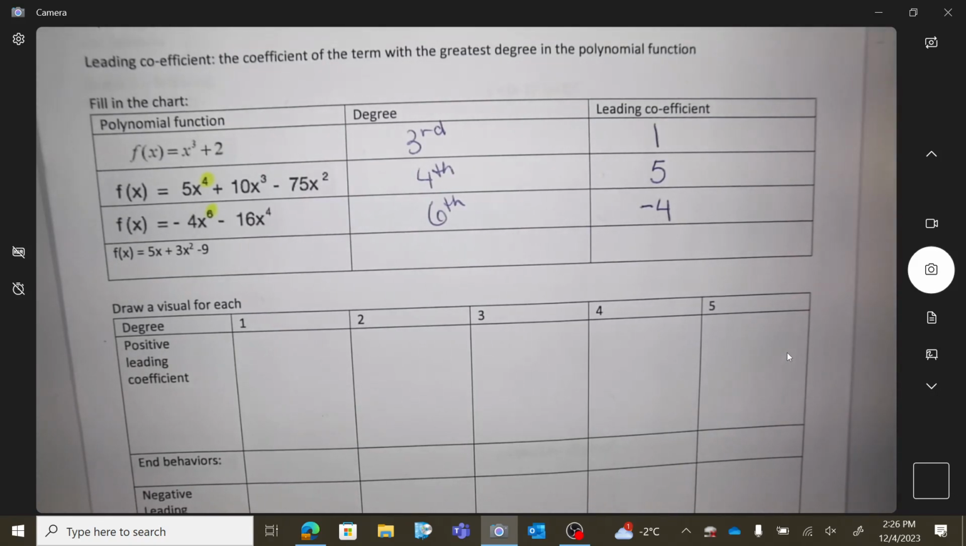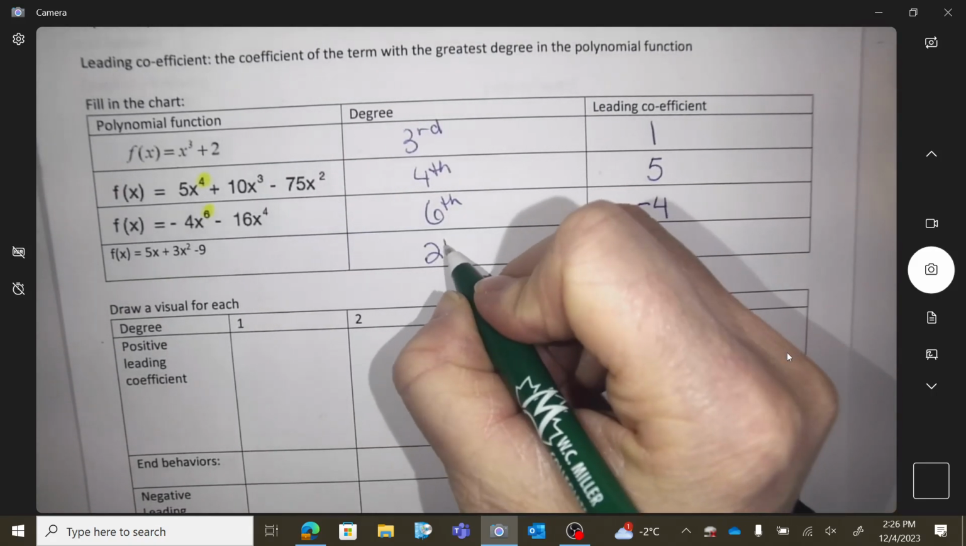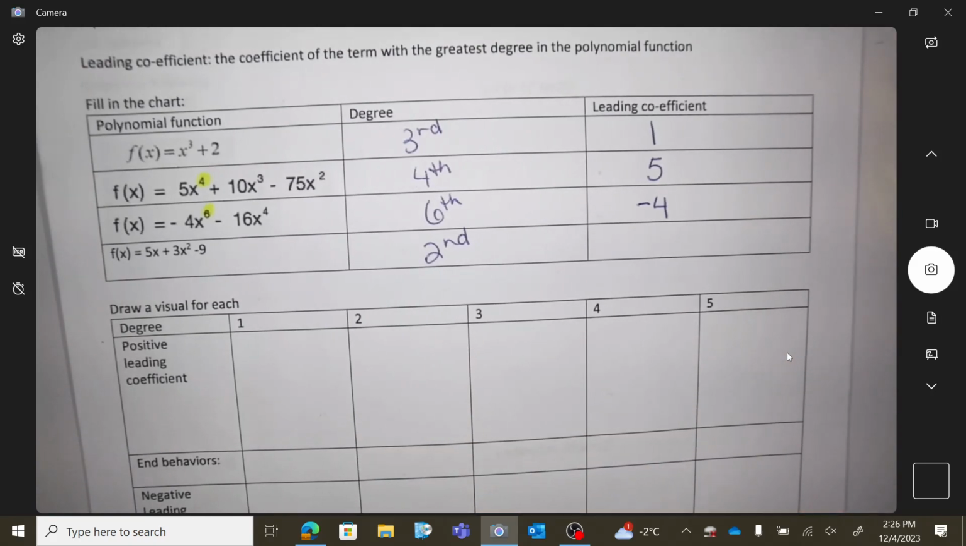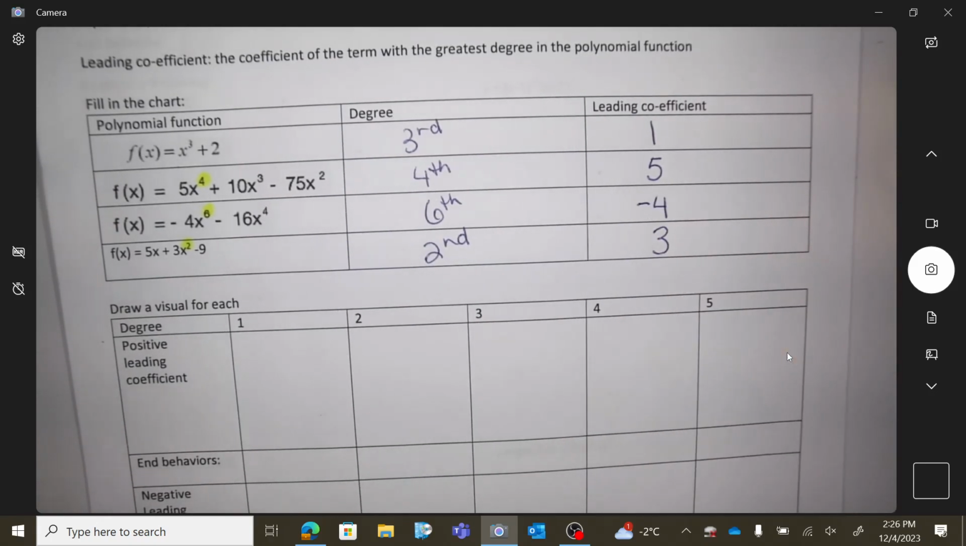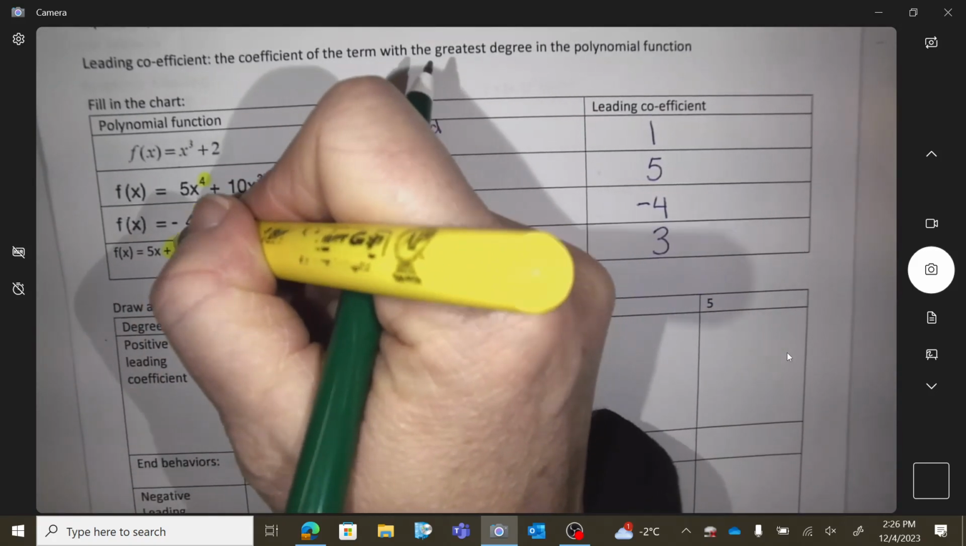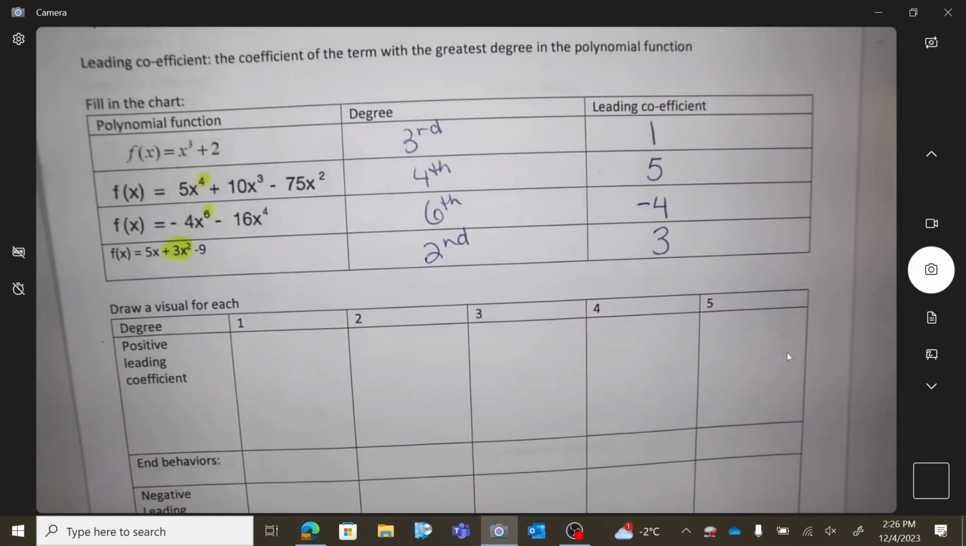And what's the degree of the last one? I'm trying to be tricky. It is a second degree because that's the highest exponent I see. So the leading coefficient is 3. Okay, so I tried to be tricky. It's not what's in the front, it's about what's the highest.